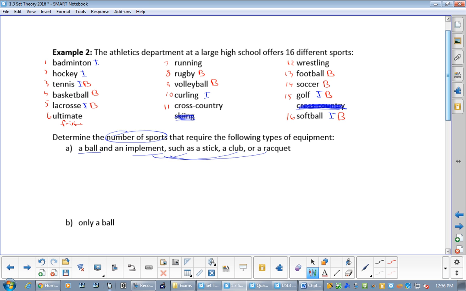Okay, if you could just put up your hand, tell me what this would look like if I wrote it. How would I write this in the short form? Okay, would it be B union I?